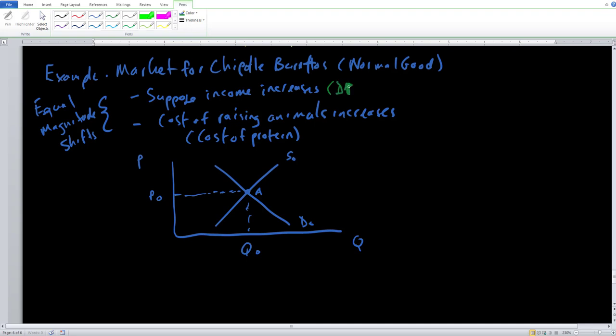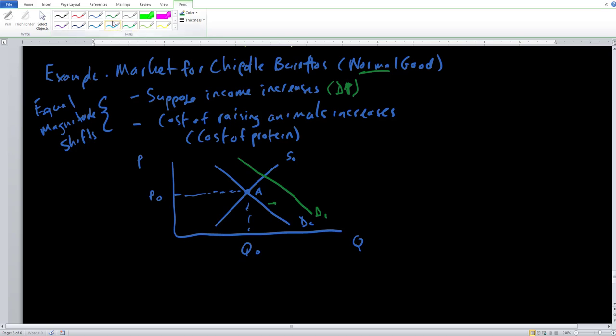It's going to increase. Why? Because we're taking a look at a normal good. Remember that anytime your income increases with a normal good, demand is going to increase. So I'm going to draw out my demand curve away from the origin, with D1 right there.